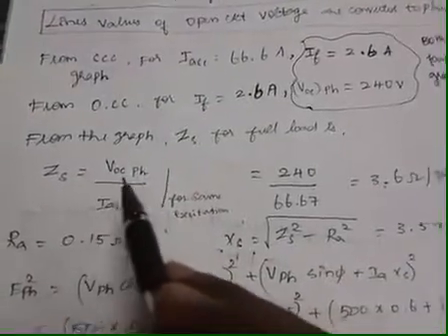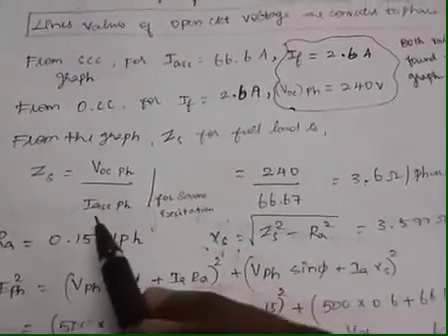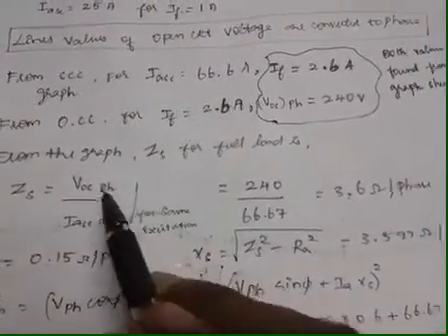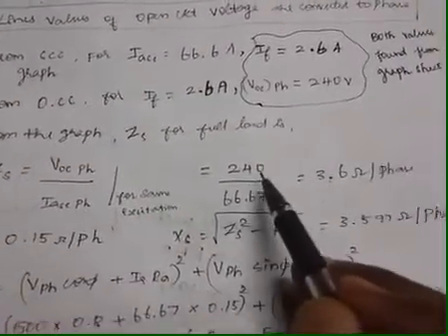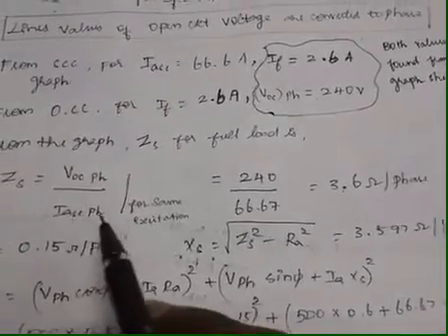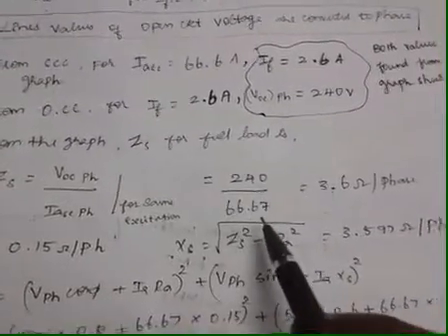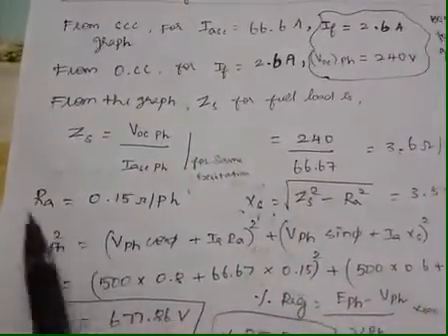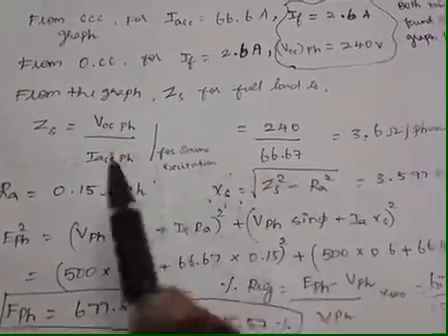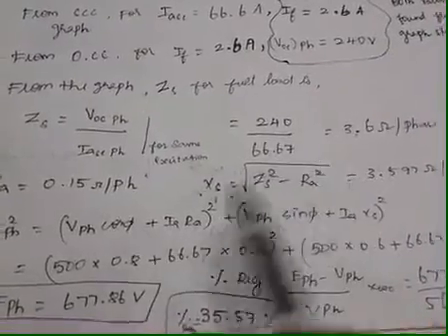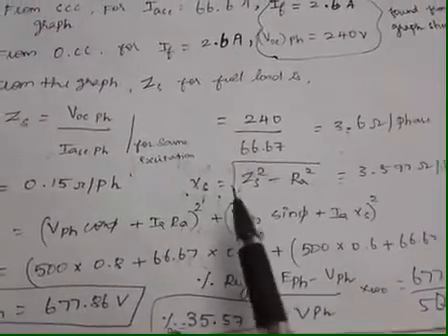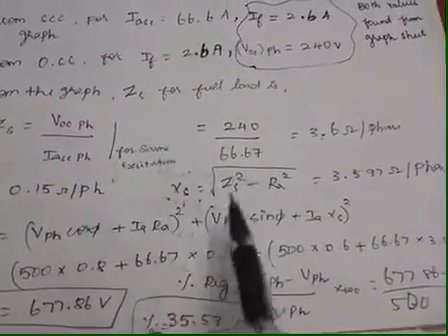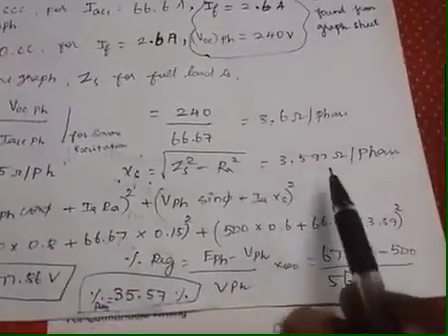Zs equal to V OC phase divided by I SC phase. What is the V OC phase? From the graph you found the value 240 volts, divided by the I SC phase value 66.67. You get 3.6 ohms per phase. Next, Ra is given and Zs is found. With the help of these two data, you can find the Xs. Xs equal to root of Zs square minus Ra square. So you can substitute this value and find out the Xs.